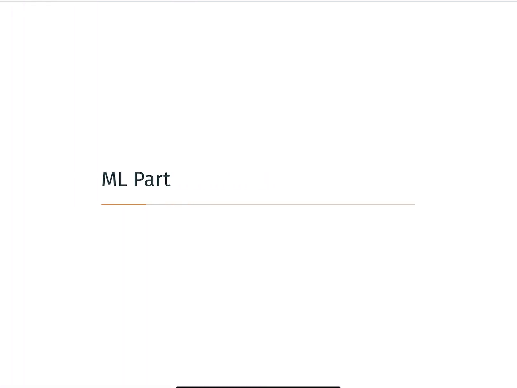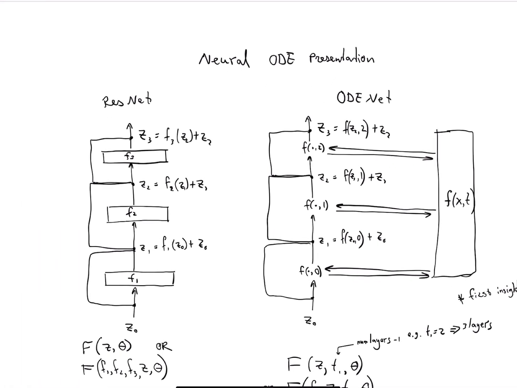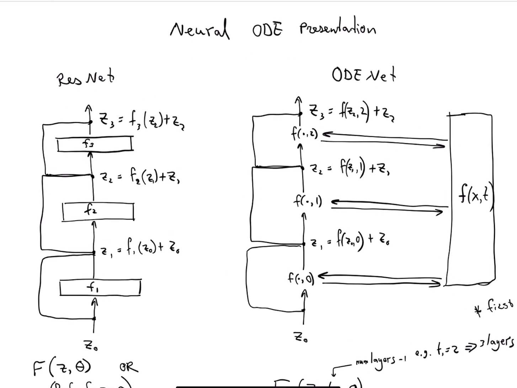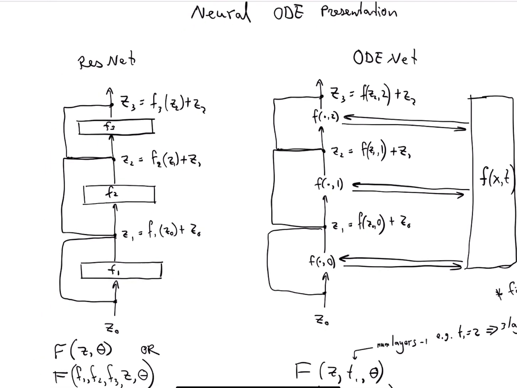The machine learning part deals only with the motivation and machine learning relevant subject matter. So what is a neural ODE and how is it motivated? Let's forget everything about differential equations and just start with a simple ResNet. What is a residual network?